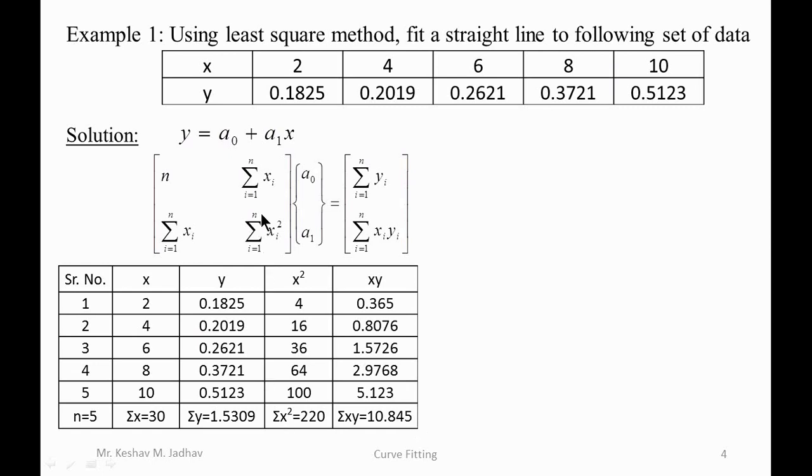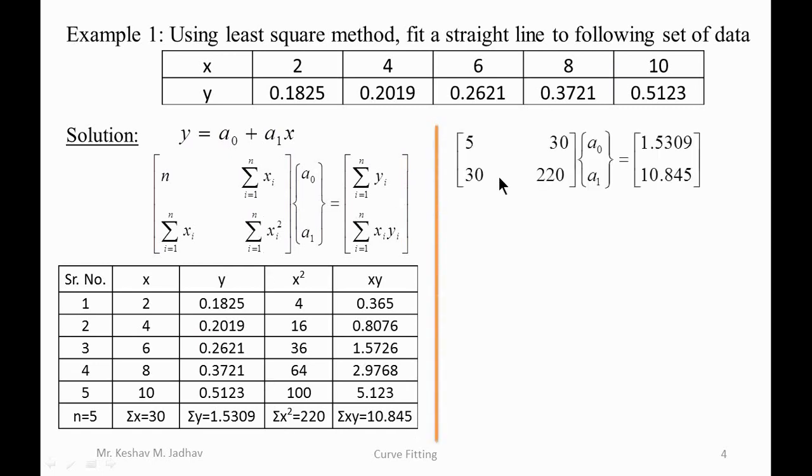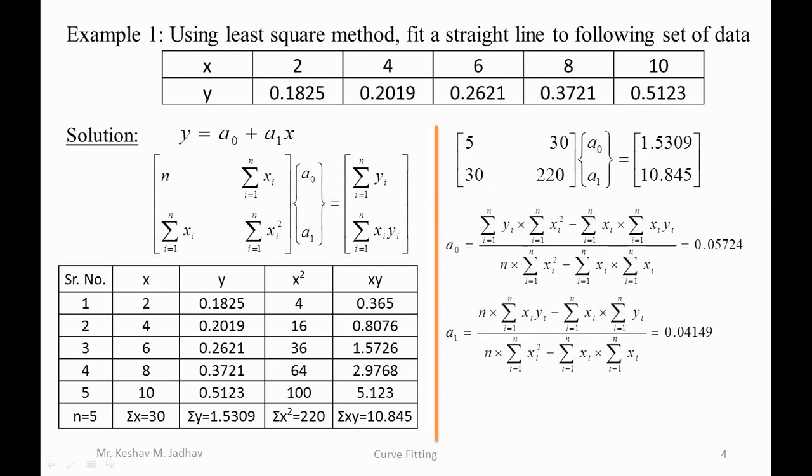Now if we put all these values in this matrix, then we will get this matrix as like this. Now by using Cramer's rule, we will get these formulas, and by putting respective values, we will get A0 is equal to 0.05724 and A1 is equal to 0.04149. So here it is not compulsory to solve this matrix by using Cramer's rule. We can also use Gauss elimination method to solve this matrix. So if we put A0 and A1 in this equation, then we will get Y is equal to 0.05724 plus 0.04149x. So this is the straight line model for given data.